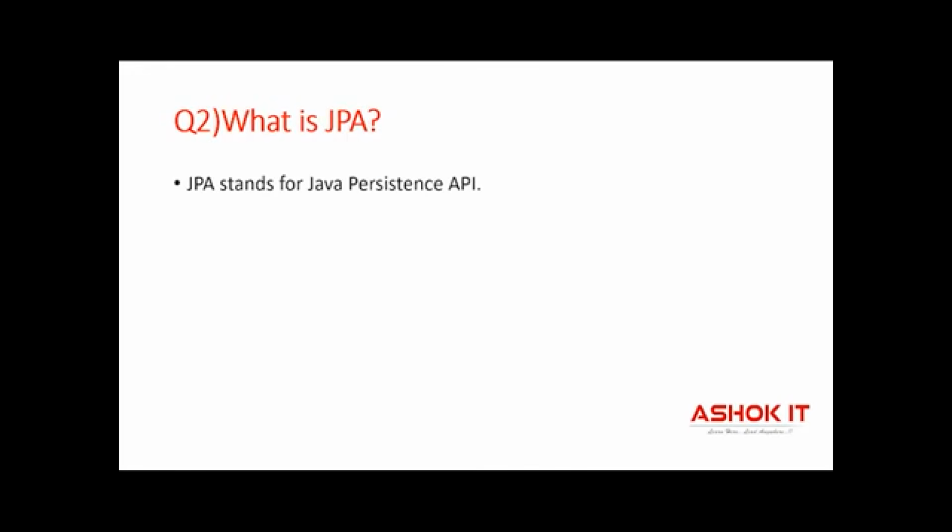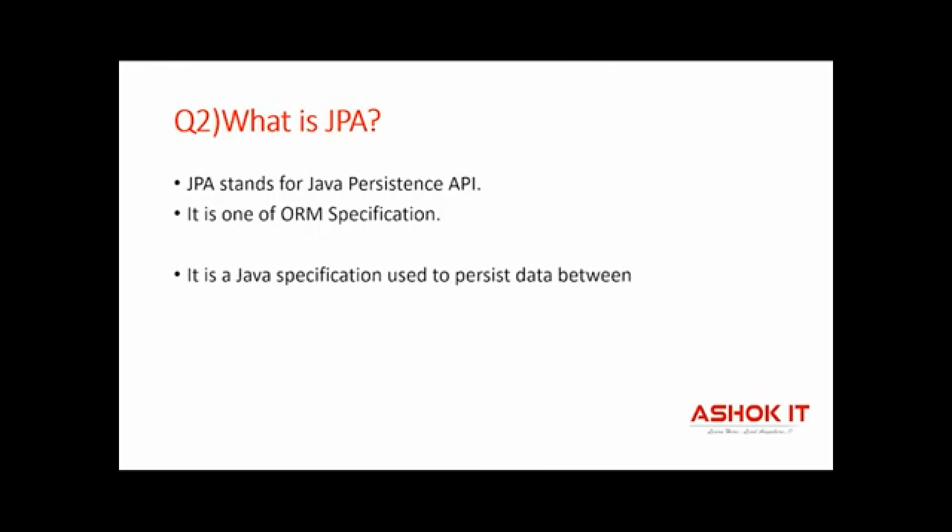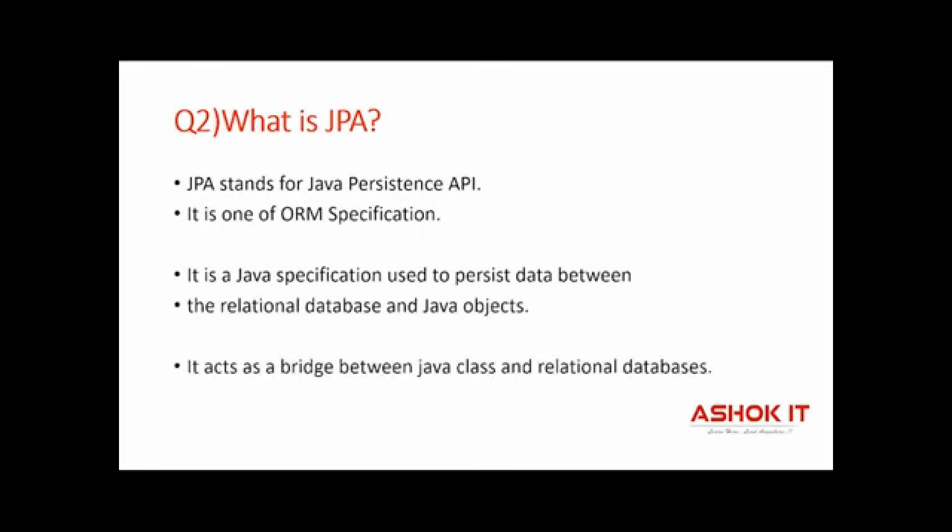Question 2. What is JPA? JPA stands for Java Persistency API. This is one of the ORM specifications. We can simply say ORM is a theoretical concept, whereas JPA is a programmatical concept, but it's not the complete one. Sun Microsystem has given some set of interfaces and classes, mentioning that yes, it is following ORM. This is a Java specification to do persistency operations, meaning database connectivity operations. It is mainly for relational databases between Java objects and applications. It actually connects a Java class with the database tables.